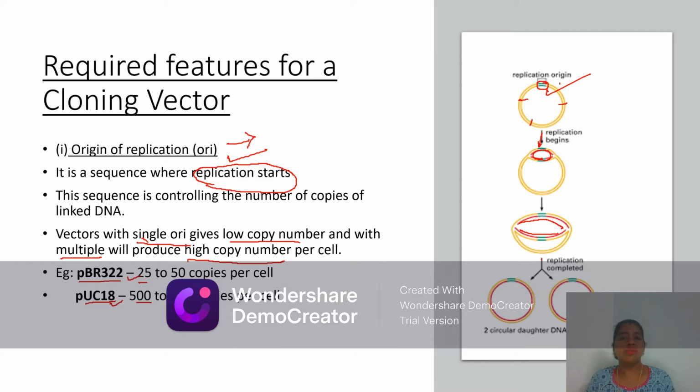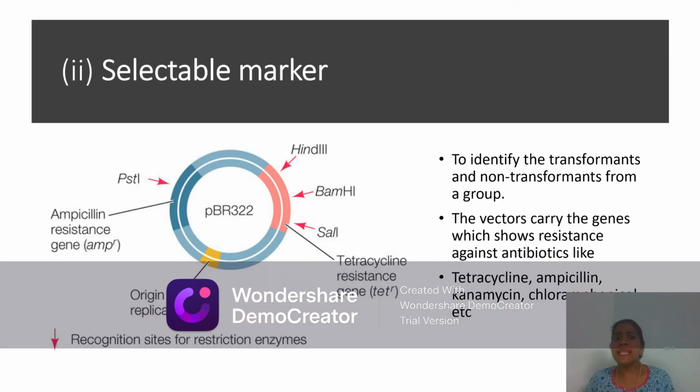So this is the most important first feature of a vector. We'll move into the next one. What is the next feature we'll see? Selectable marker. You know a marker pen. Why do we use a marker pen? To highlight something important, so you need something colorful. In the case of a vector, you cannot put any color. So other than that, what can it have to be a selectable marker? What makes it possible to select from a group?